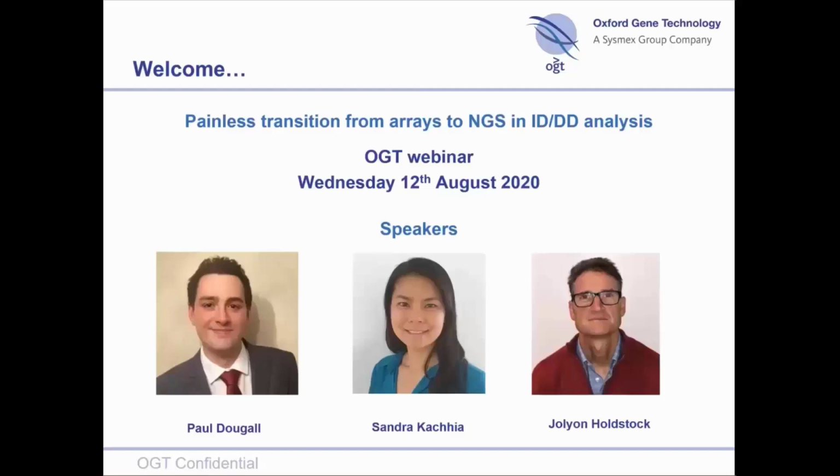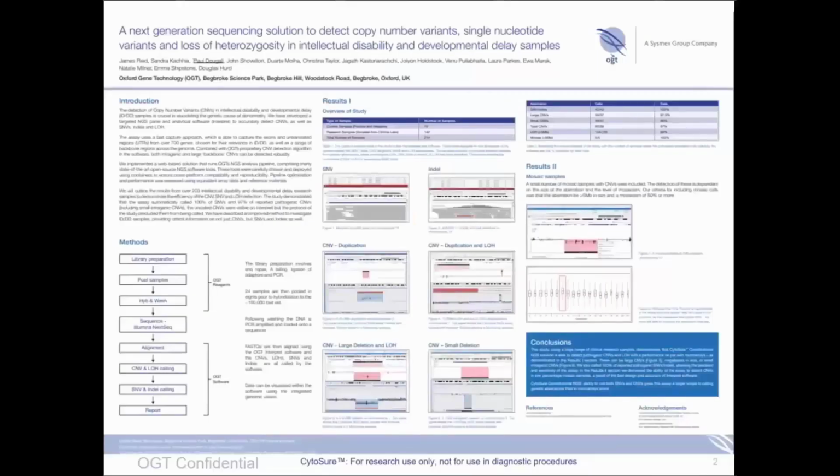So I'm just going to spend a few minutes outlining our poster presented at ESHG in June this year. I'll be taking you through some of the wet lab processing of our CytoSure Constitutional NGS panel, and I will then show you some of the results generated in our R&D and alpha and beta trials. I'll just move over to my presentation now. So here is our ESHG poster that we presented earlier this year.